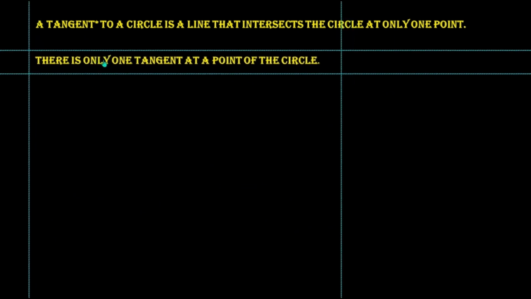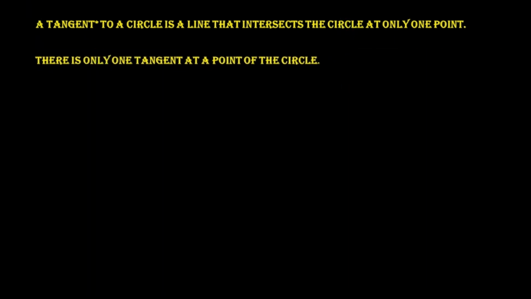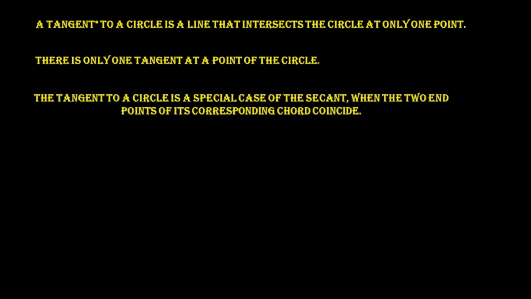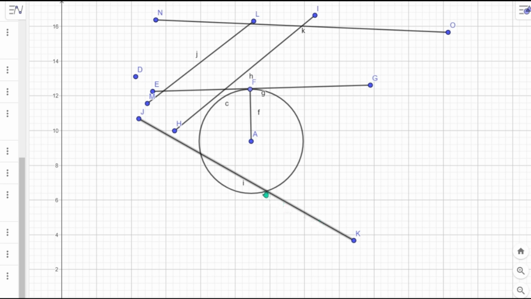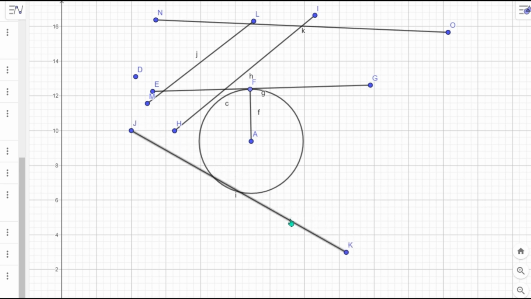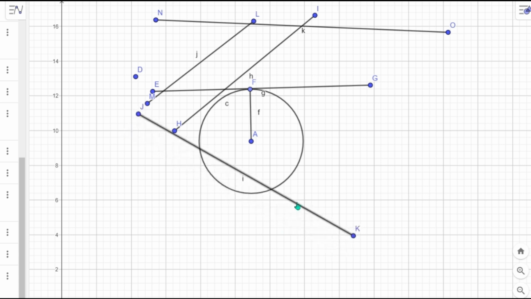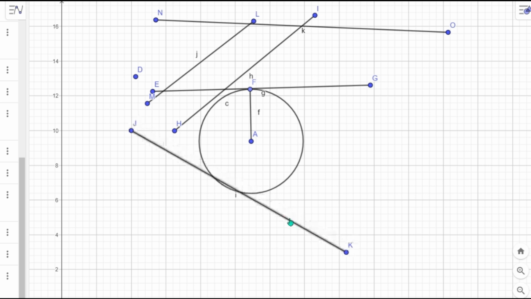Another point you studied is there is only one tangent at a point of the circle. To each point it has only one tangent. It cannot have more tangents. Another point is, the tangent to a circle is a special case of the secant. If this line is a secant line, it is touching 2 points here. When you move the secant line closer to the edge of the circle, it can touch only 1 point. That means a special case of the secant line is a tangent.